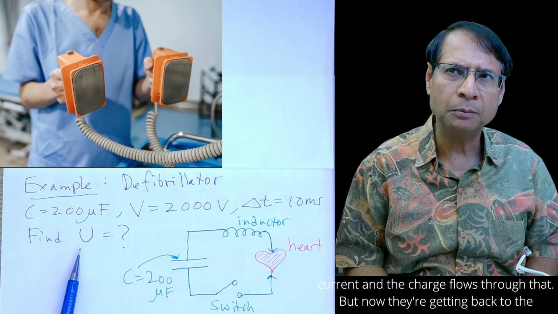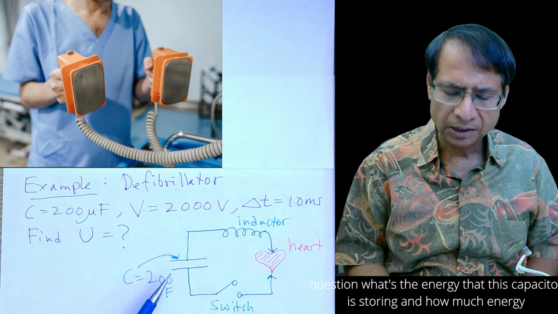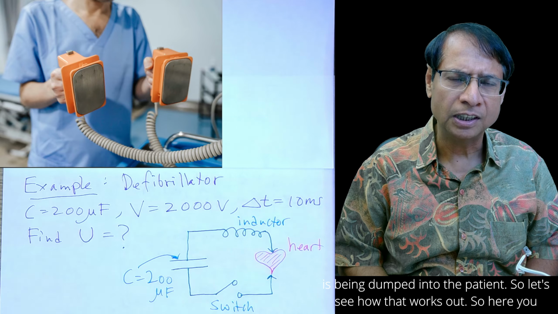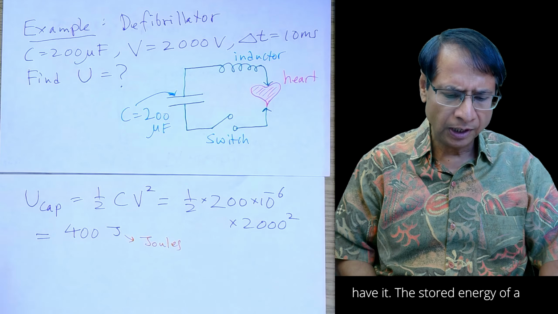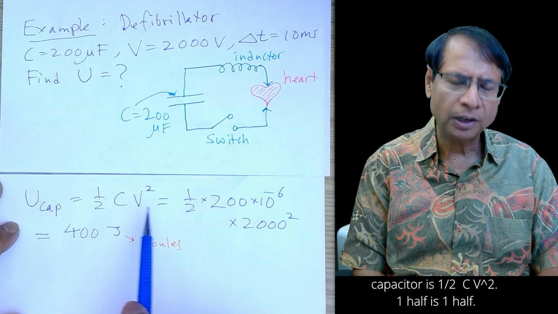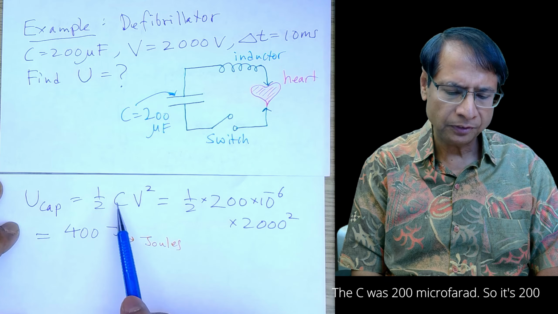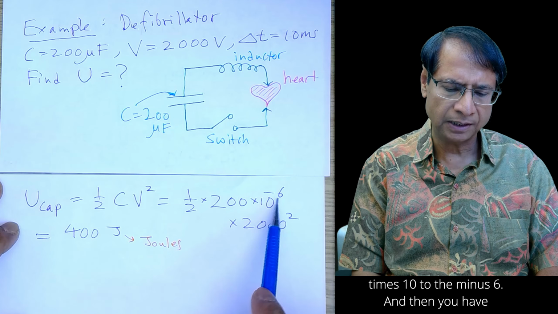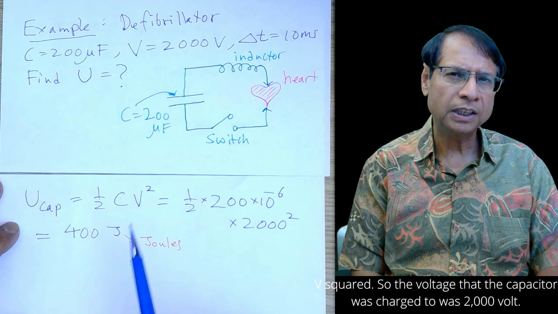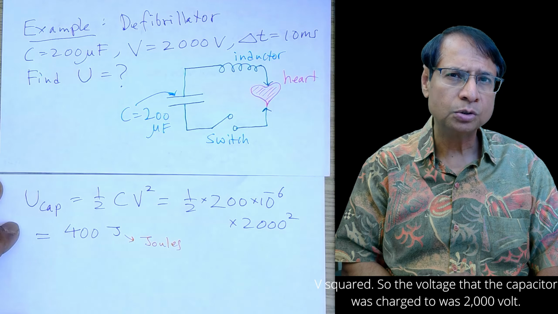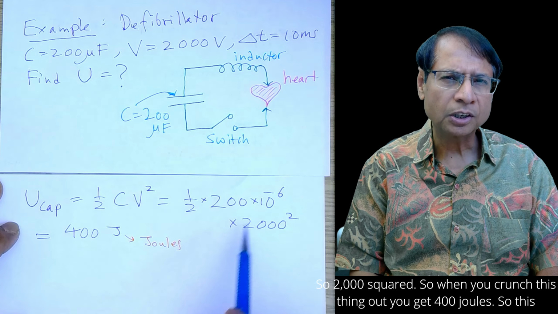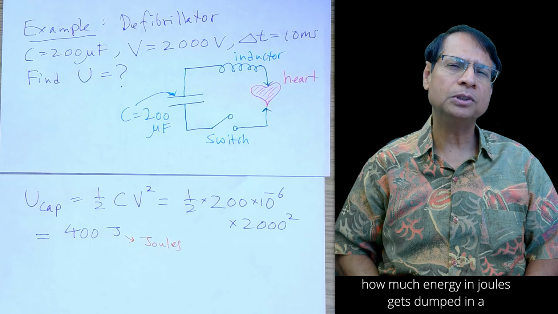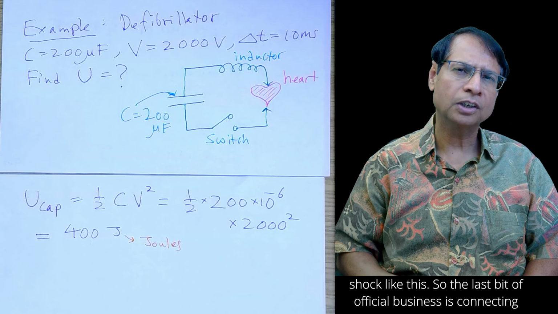But now getting back to the question, what's the energy that this capacitor is storing and how much energy is being dumped into the patient? So let's see how that works out. So here you have it. The stored energy of a capacitor is 1/2 CV squared. 1/2 is 1/2. The C was 200 microfarad, so it's 200 times 10 to the minus 6. And then you have V squared. The voltage that the capacitor was charged to was 2000 volts, so 2000 squared. When you crunch this out, you get 400 joules. This capital J is for joule. So that's how much energy in joules gets dumped in a shock like this.